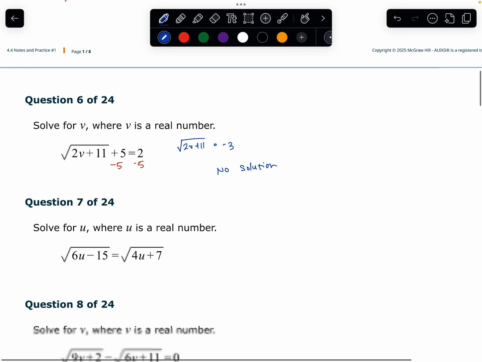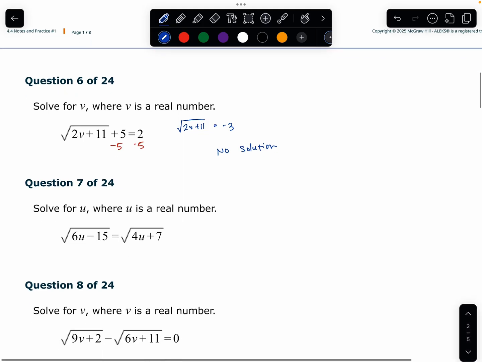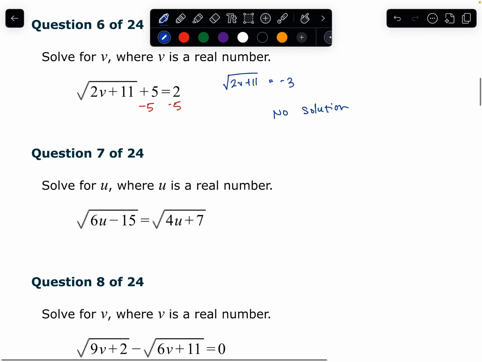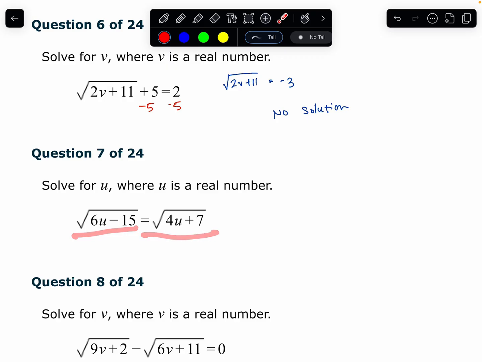Okay. All right, question 7. We have a radical on both sides, which is fine. We're just going to square both sides to get rid of both of the radicals. So we're going to square the left and we're going to square the right. So that just means we'll have 6u minus 15 equal to 4u plus 7. And then we're going to solve for u.